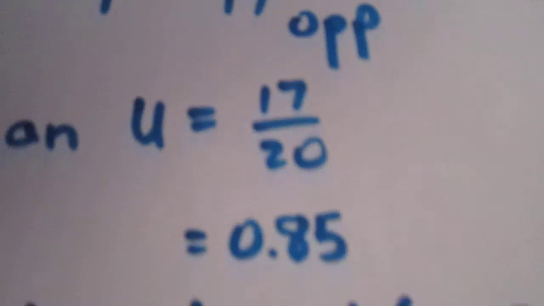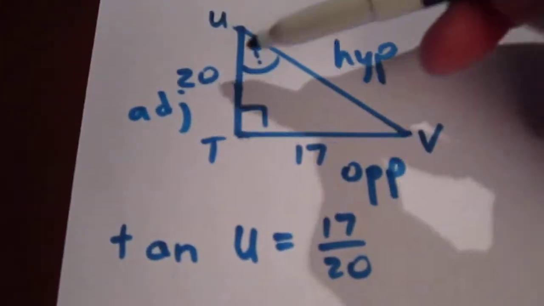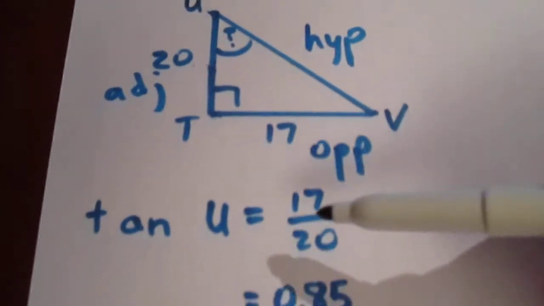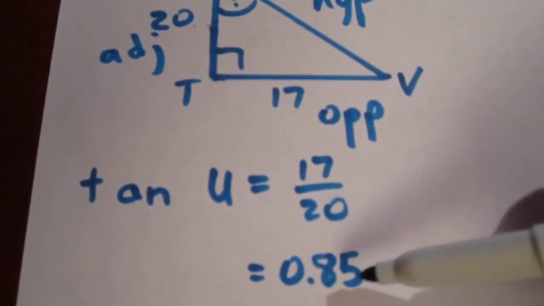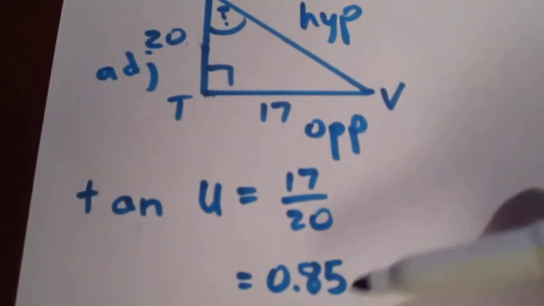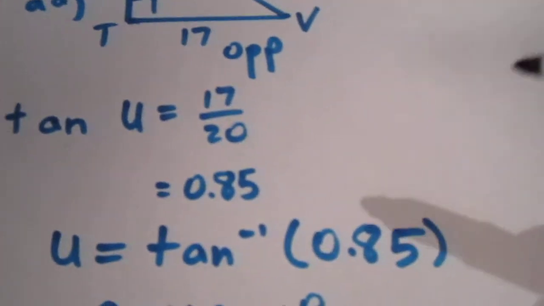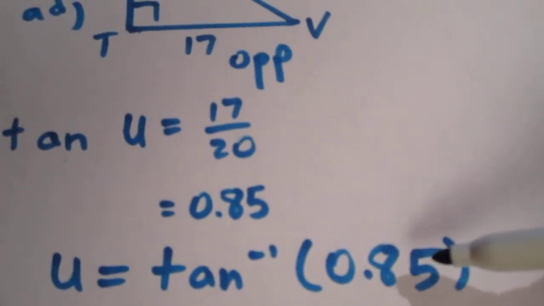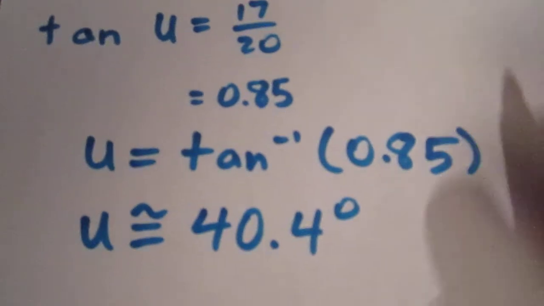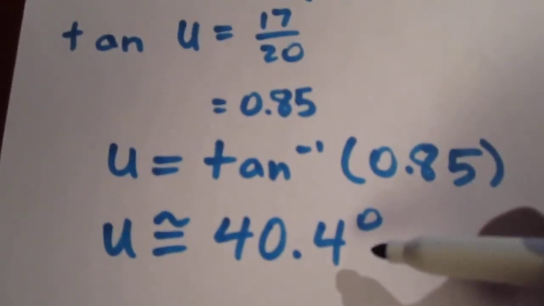over adjacent. Coming back to our question, we say tan of U is 17 over 20, opposite over adjacent, which means the tan of U is 0.85, no, approximately this time, because that is what 17 over 20 equals. That means capital U equals the tan inverse of 0.85, and the tan inverse of 0.85 is approximately 40.4 degrees.